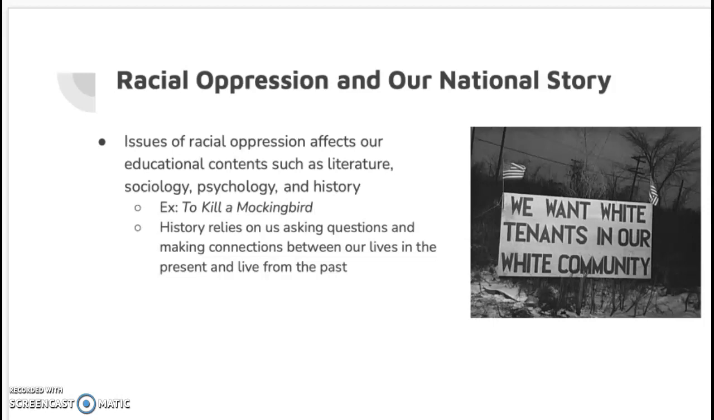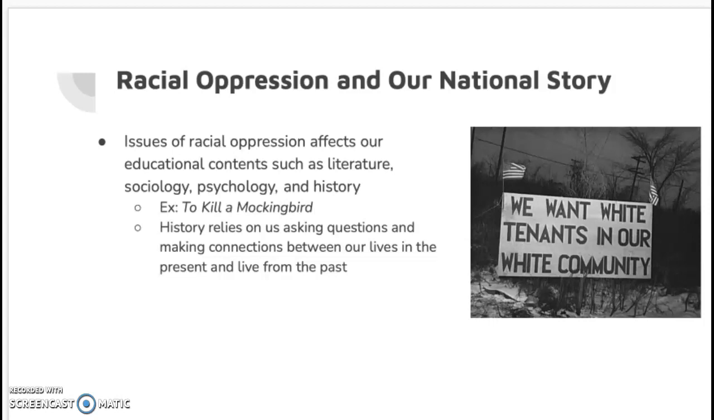One example for literature is To Kill a Mockingbird. That story takes place during a time when racial oppression is very, very prominent. One of the main characters, Atticus Finch, is a lawyer basically protecting the rights of a black man who is being accused of a crime that he did not commit.